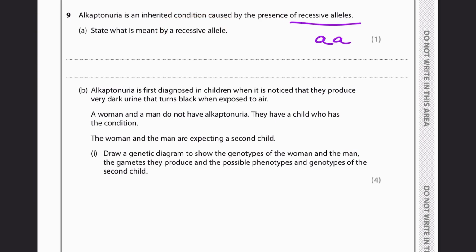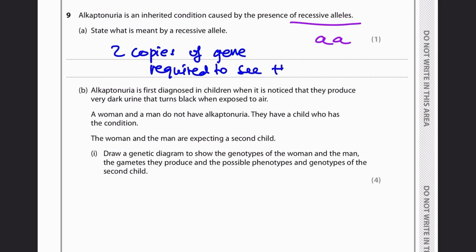Back to the definition. It means 2 copies of the gene are required to see the phenotype. 2 copies of gene required to see the phenotype.